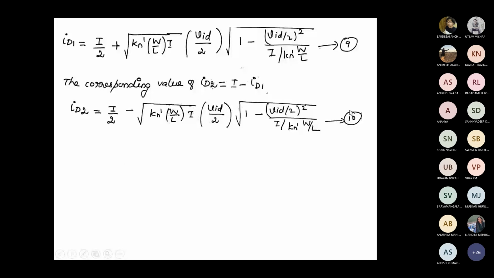It represents the relation between the drain current ID1 in terms of VID, and similarly ID2 in terms of VID. After this, we are now going to plot the characteristic curves of ID1 and ID2 versus VID by varying the input voltage. VID is varied over the range minus root 2 times the overdrive voltage to plus root 2 times the overdrive voltage. We studied this in the previous class: that is the operating range, VID min to VID max. We are going to vary VID and observe the variation in the drain current. You can write down the 9th and 10th equations.